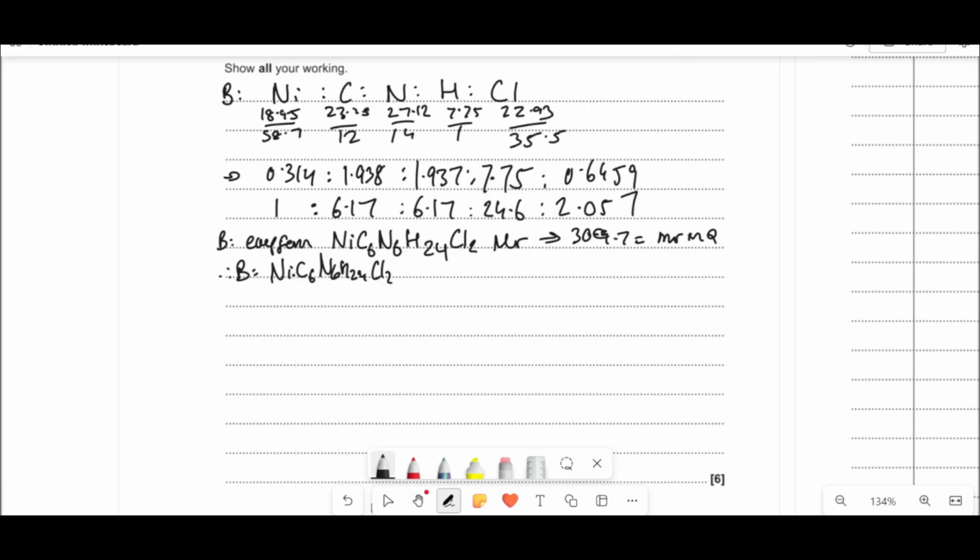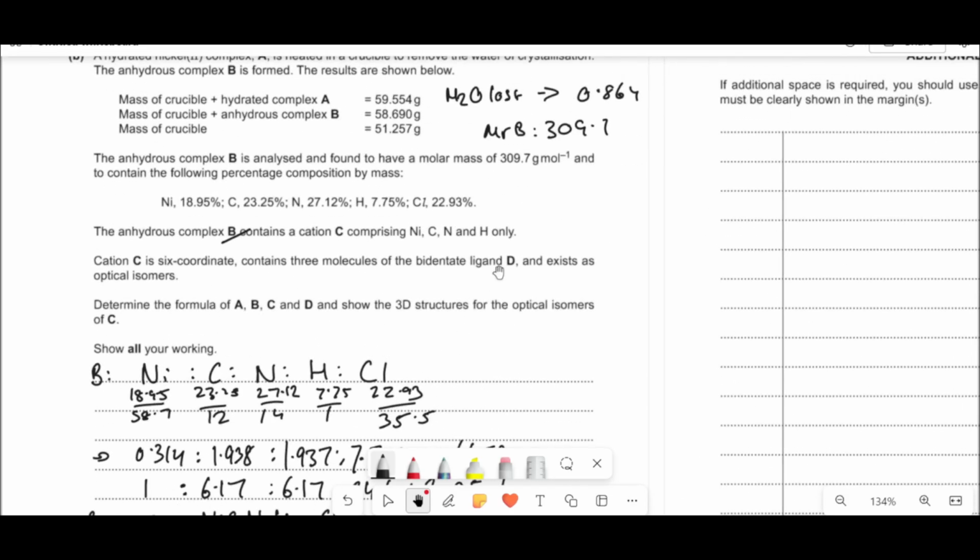Done. Cool. If we're thinking about what's happening between A and B, literally write out a little equation if you want to. So A loses its water to become B and H2O. So we could work out the mass of A by just subtracting these two, the crucible and this. So the mass of A is going to be what?